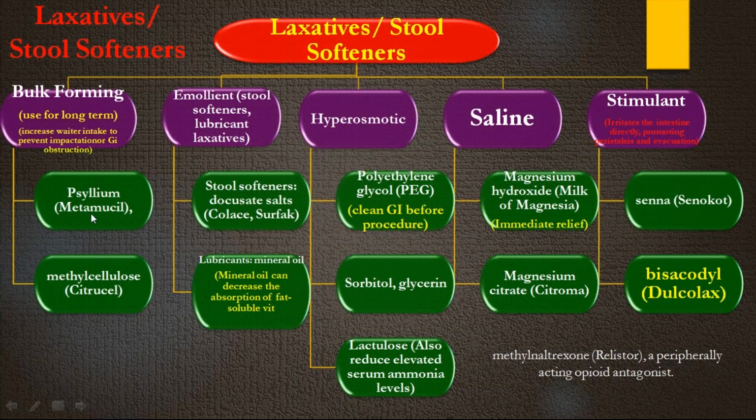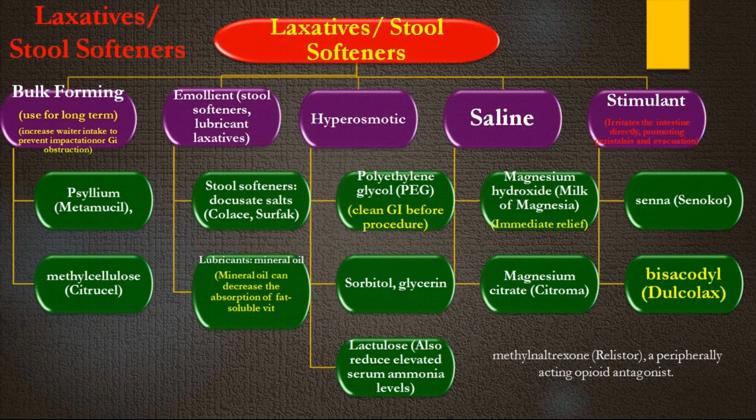Citrucel and Metamucil are bulk-forming laxatives. I don't know if this is still over the counter, but Metamucil, yes. It's a powder, and you don't want to take the powder dry like that. You need to have a lot of water. Bulk-forming laxatives are used for long term use.